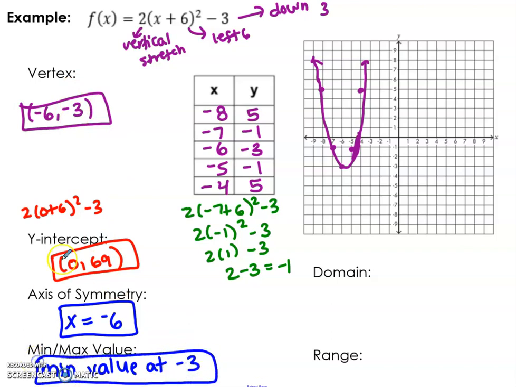And then the domain is going to be the same for every single quadratic that we do. So your domain will be negative infinity, comma infinity. And the range, we're going from the lowest y value, which is the y value of the vertex, so bracket negative 3, to the highest y value. Since there's arrows going up, it will go to infinity. So that is our range.